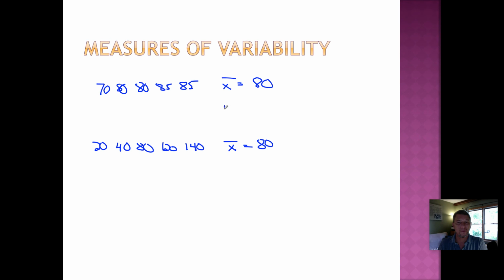The range for this one is 15, whereas the range over here is 120. All right, and so even though both sets of data have the same average, the bottom set here is much farther spread apart. The data points are all over the place, and so there's a much greater standard deviation, much greater range. All right, and so we need to use both central tendency and variability when we describe a data set. Those are the two kinds of descriptive statistics.